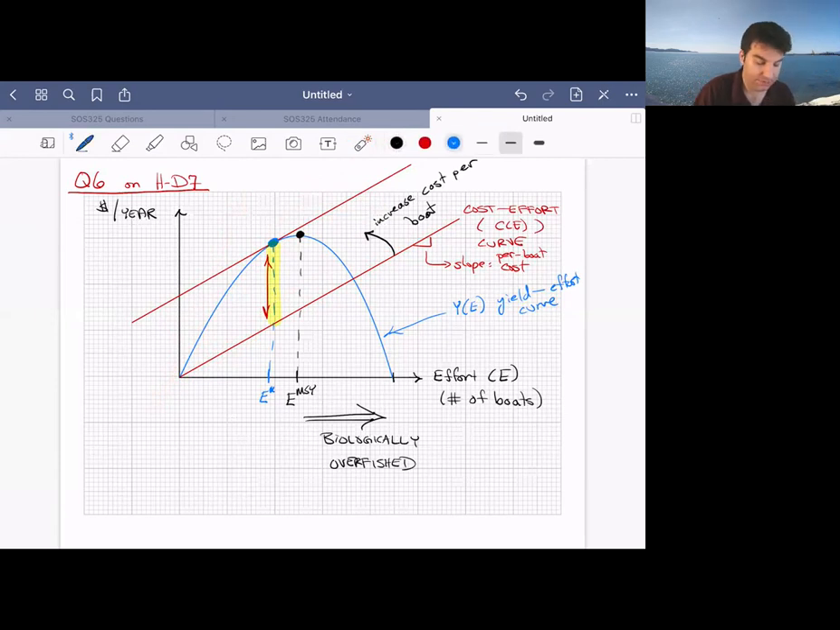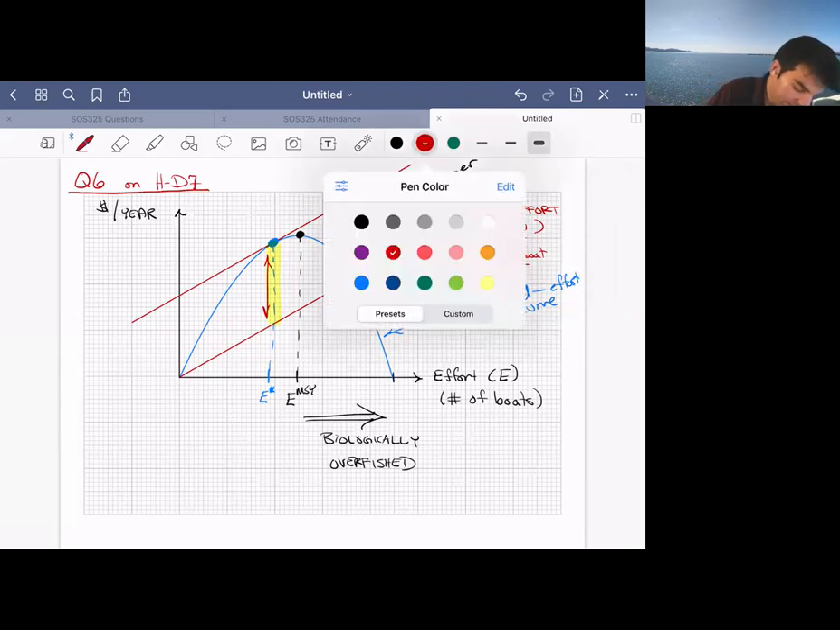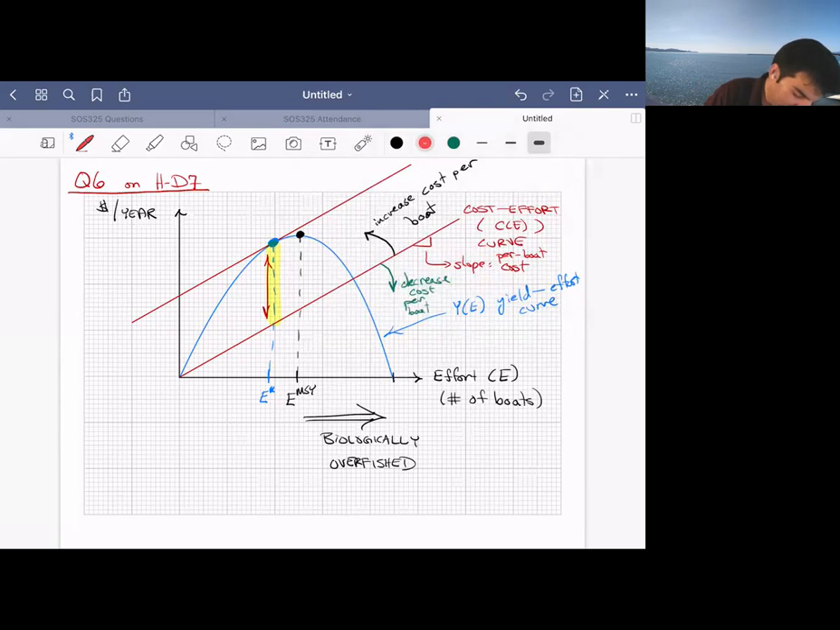What if I make it really cheap to fish? So this is decrease cost per boat. Well, in the extreme case, then I'll maybe use a slightly different shade of red and make this thick. Down here, I'll make it even thicker just to make it absolutely clear.